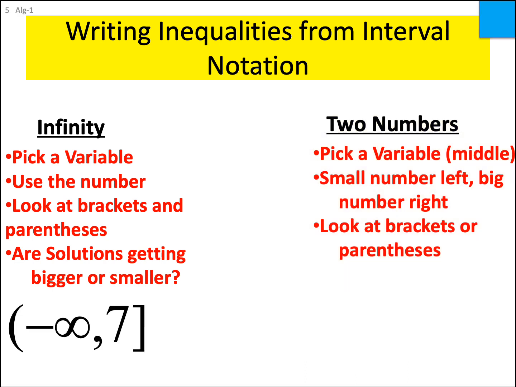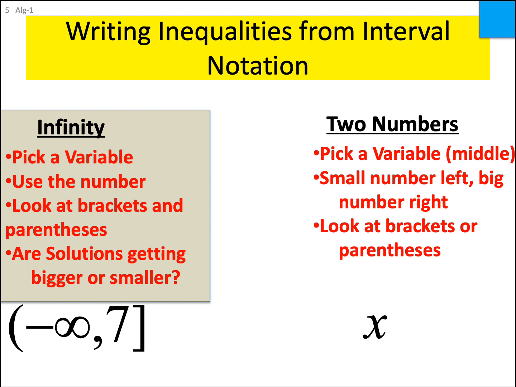Let's do this one together. If you can do this before I do, put it on pause, get to an answer, and then play the video. For those of you that need assistance, let's do it together. So this one has an infinity symbol, so we're going to use the infinity rules. So it says pick a variable. I pick x. Write the number 7. It has a bracket on 7, so that means it's going to be less than or equal to or greater than or equal to.